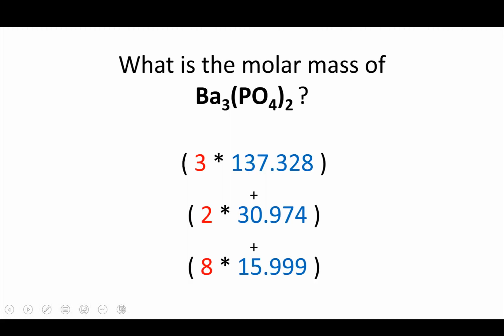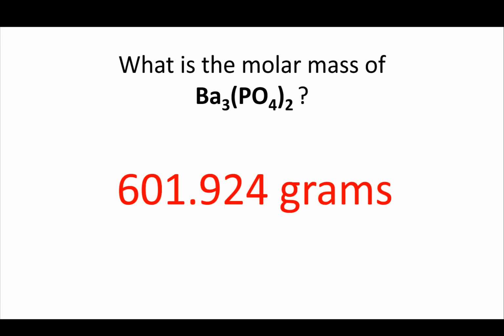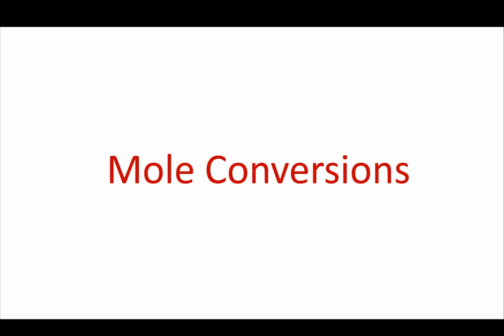So you just put this into a calculator, and you get that the answer is 601.924 grams. So that is the molar mass of this chemical. You may also see it as grams per mole. The number is what you want to look for here. The unit could be grams or grams per mole, depending on the problem. So that's how you get the molar masses.